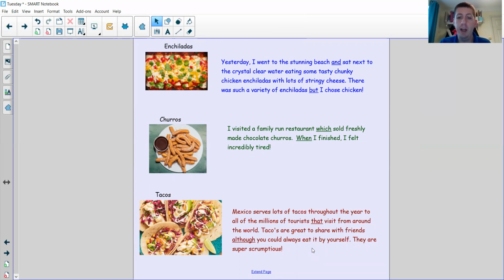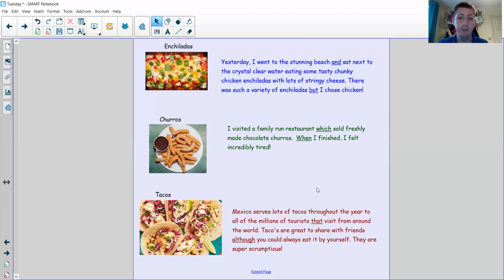Mexico serves lots of tacos throughout the year to all of the millions of tourists that visit from around the world. Tacos are great to share with friends, although you could always eat it by yourself. They are super scrumptious. So there's two conjunctions underlined there. We've got that. If you said that visit from around the world, does that make sense? So is it compound or complex?